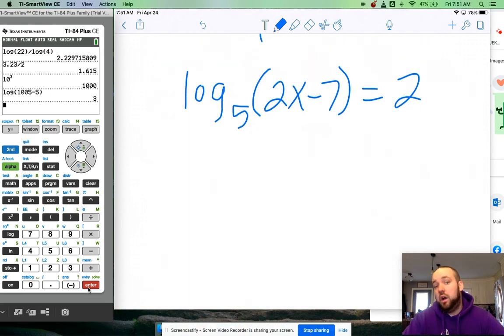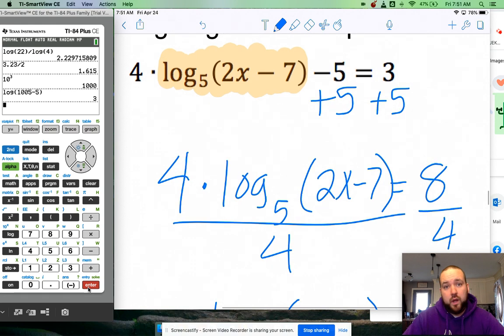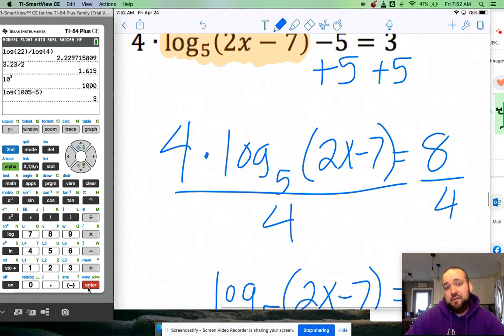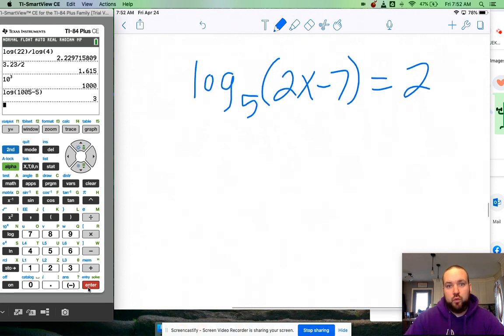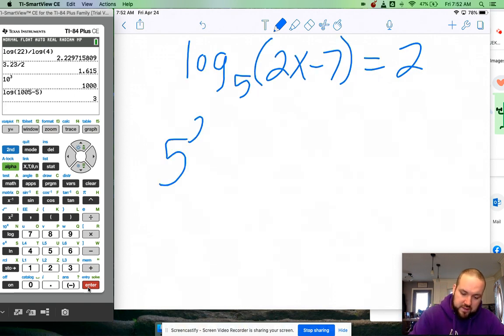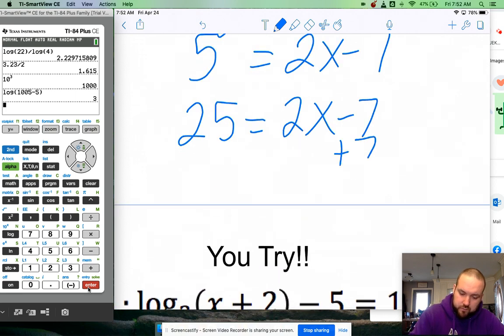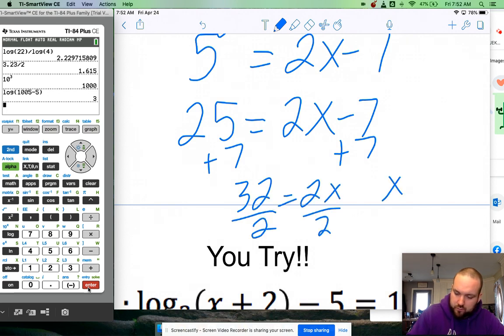Okay, but now that the log base 5 of 2x minus 7 is by itself, notice that the log base will never change. No matter what algebra you do, that base 5 number is going to stay base 5 until you're ready to rewrite it as an exponent. So here I have 5 raised to the second power. That is 25. And now I'm just going to add 7 and divide by 2. Add 7 is 32. Half of 32 is 16. And we're good.